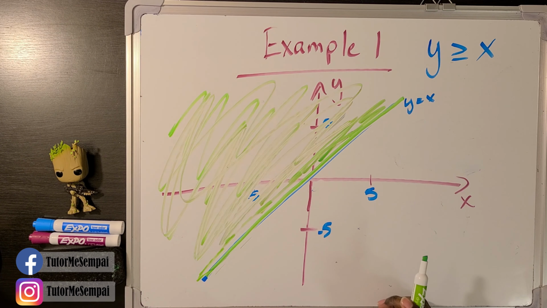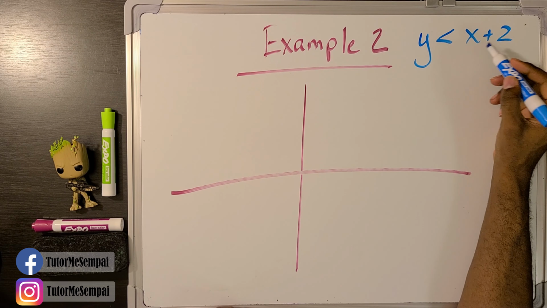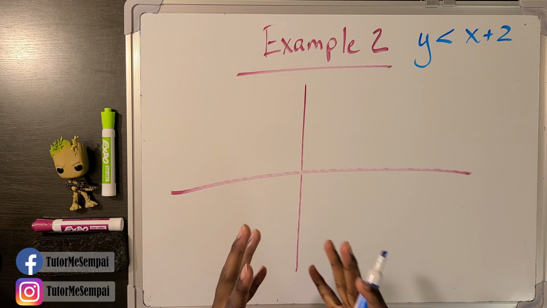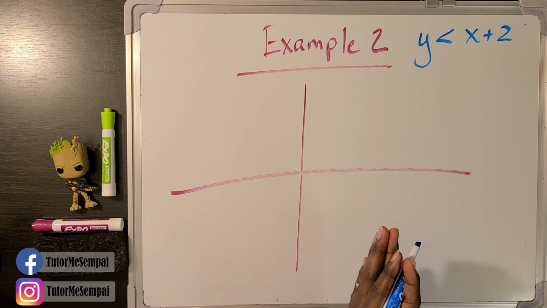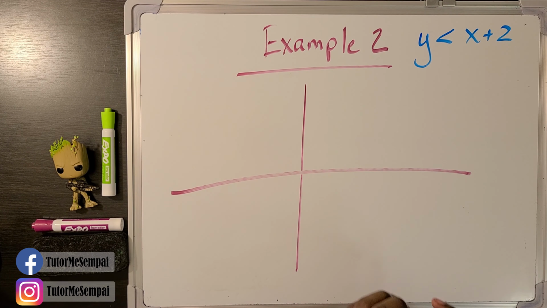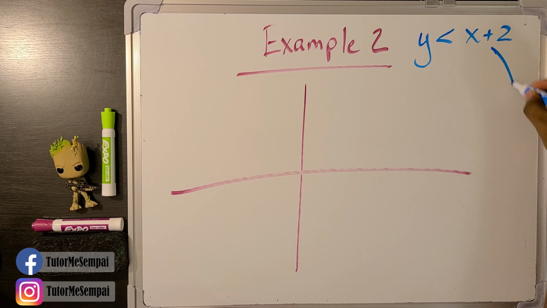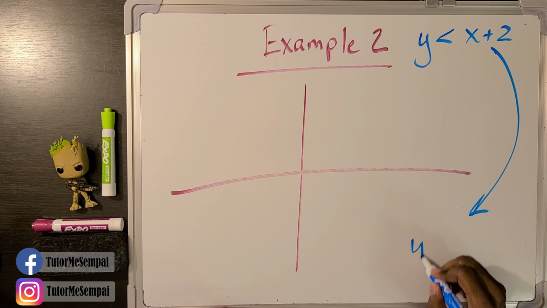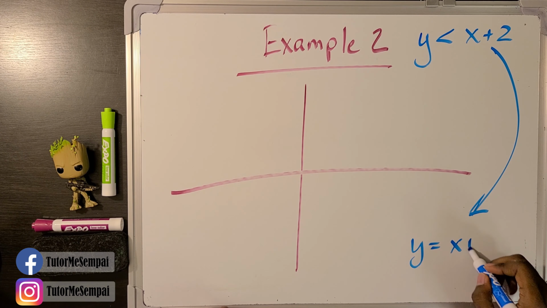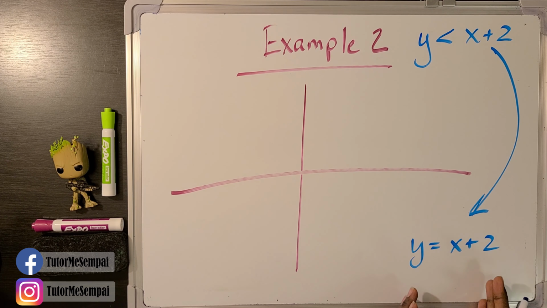Now let's move on to our example 2. For our second example, we have the inequality y strictly less than x plus 2. So remember, our first step is going to be graphing our equation. So let's extract the equation, the equality, out of this inequality. We're going to have y equals x plus 2. This is the line that you're trying to graph.